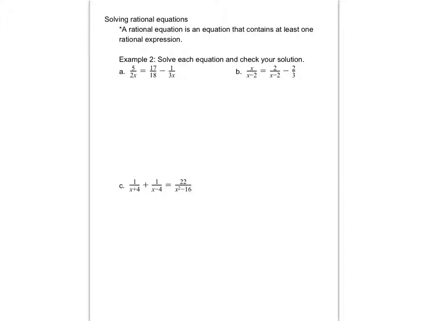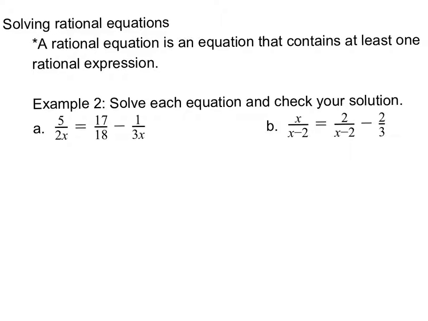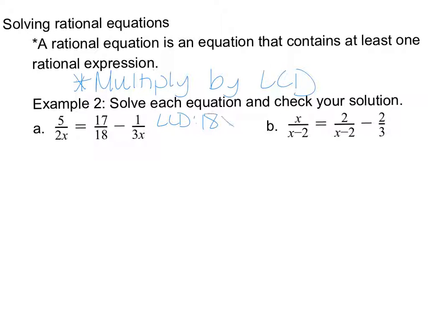Okay. Now, the next thing we need to look at is how we solve rational equations, and the process is going to be similar as for the fractions. We're going to find the least common denominator and multiply by the least common denominator. Remember that the least common denominator needs to account for everybody. So in number 1, my least common denominator needs to be 18x so that everybody is accounted for.